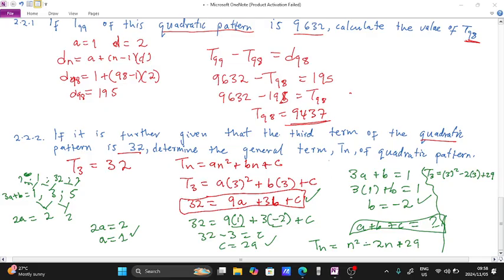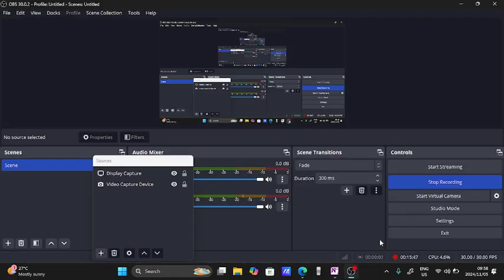So this is what we can have. You used which way? 32 minus 3. Then you, no, that is not.